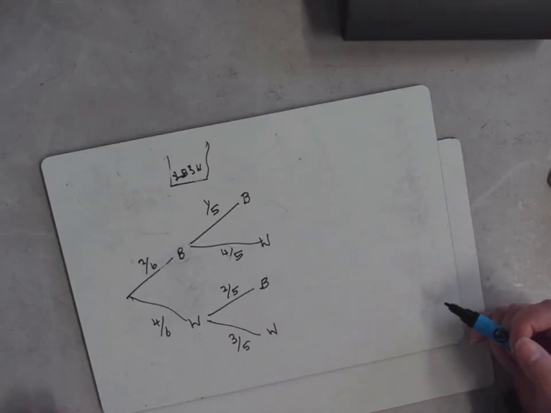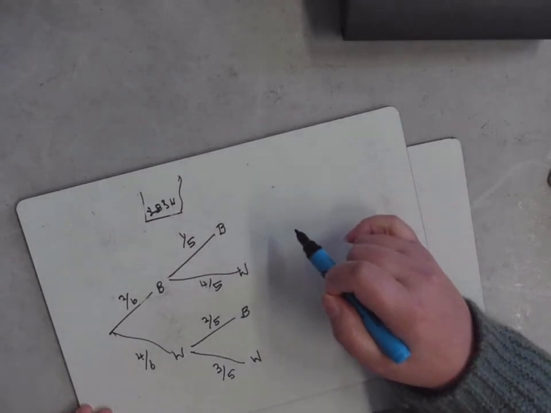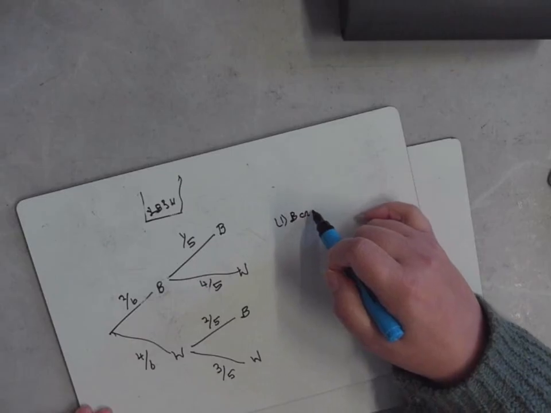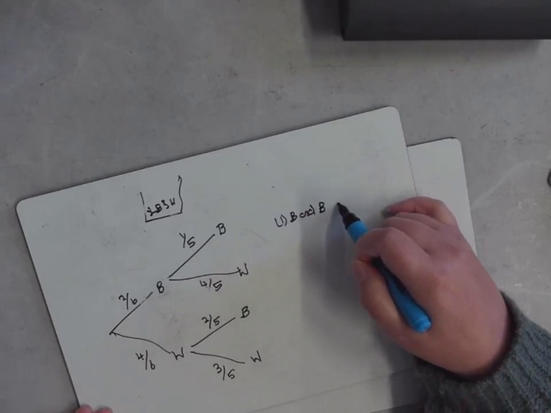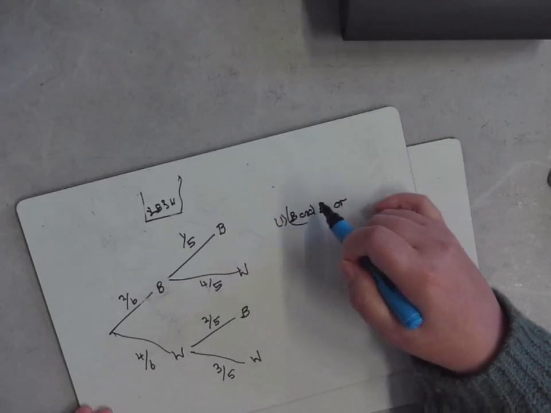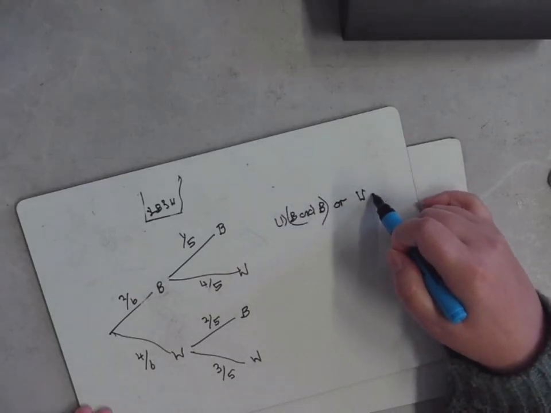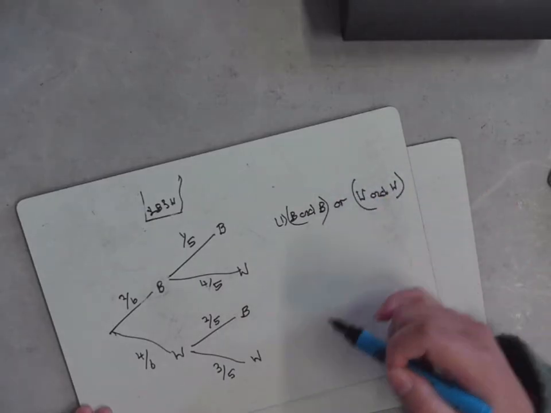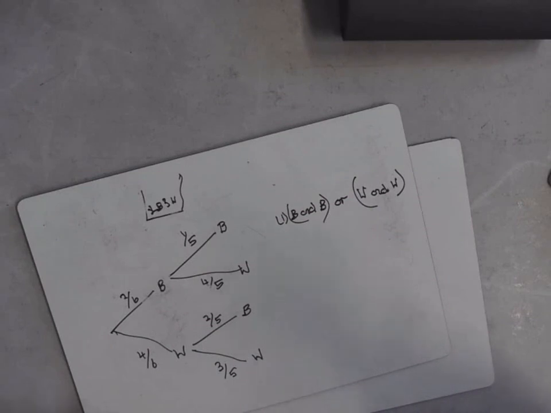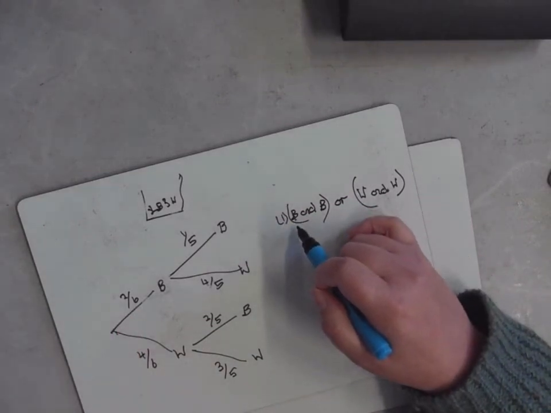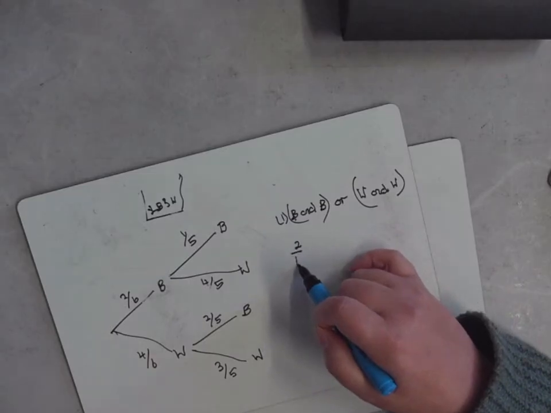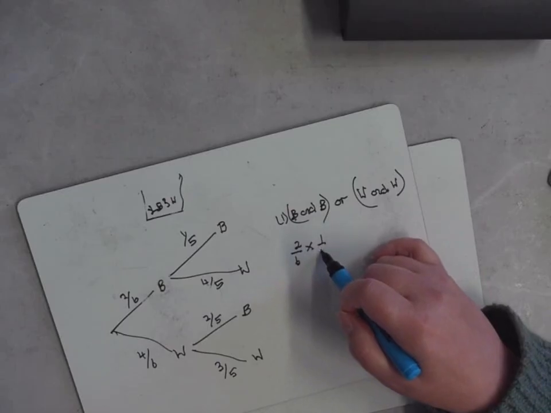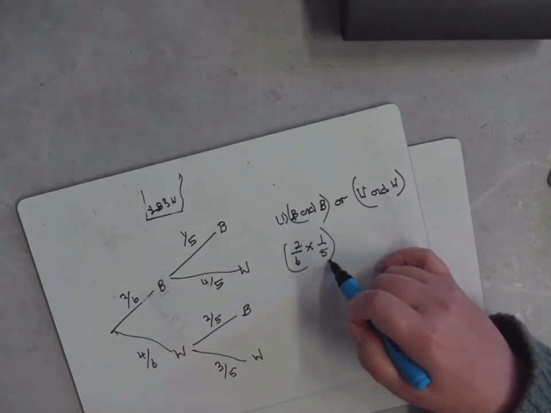Okay, and then answer the question. What's the probability that they're the same colour? The same colour means they're black and black, or they are white and white. So when they say the same colour, you have to actually split it into the colours. So black first, what's the chance of black first? 2 over 6. And means you multiply. What's your chance of getting a black second? 1 over 5. Or means you add.